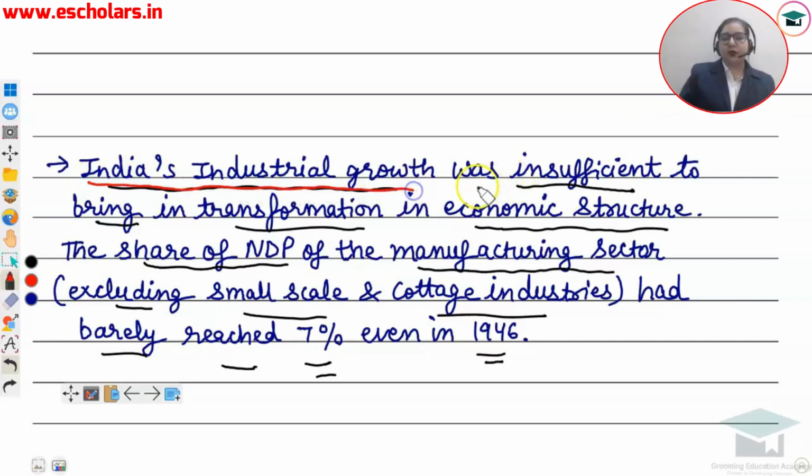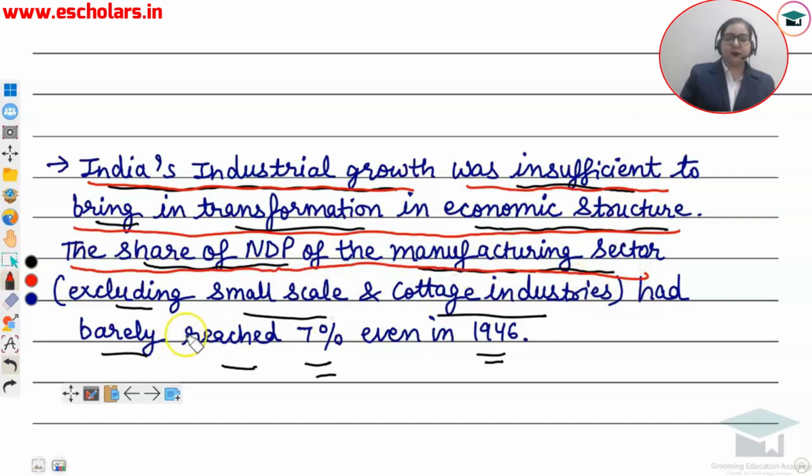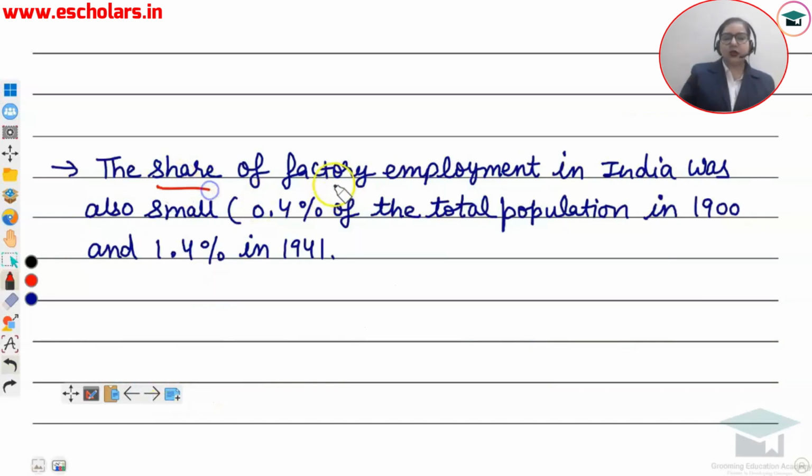India's industrial growth was insufficient to bring in transformation in economic structure. The share of NDP of the manufacturing sector, that is the domestic income of the manufacturing sector, excluding small-scale and cottage industries, had barely reached 7% even in 1946. The share of factory employment in India was very small. It was basically 0.4% of the total population in 1900 and 1.4% in 1941.